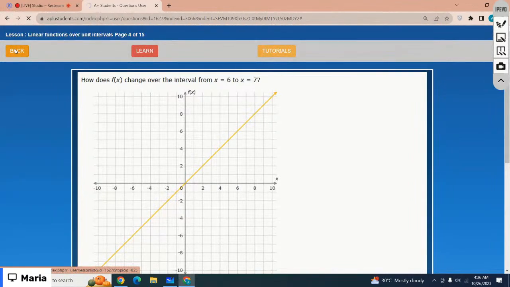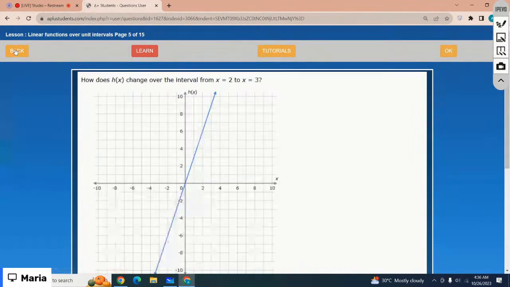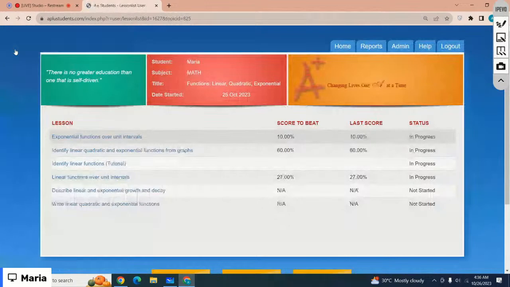So we are working on grade 9 math. The chapter we're working on is functions: linear, quadratic, and exponential. The lessons we have covered today are exponential functions over unit intervals, identifying linear, quadratic, and exponential functions from graphs, identifying linear functions, and linear functions over unit intervals.